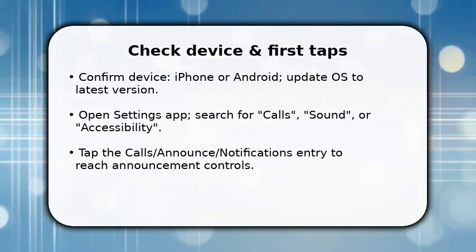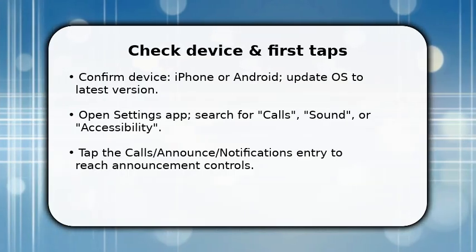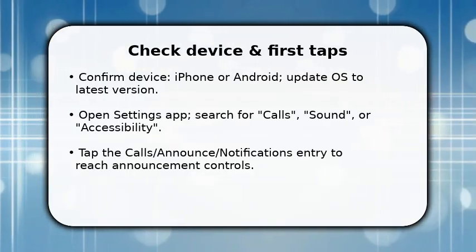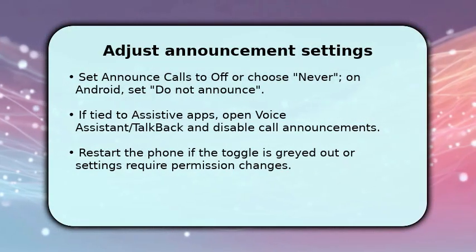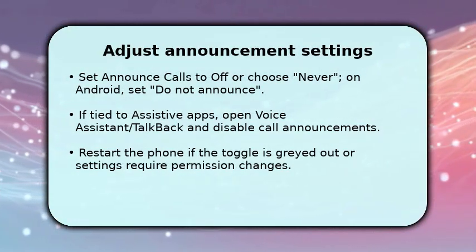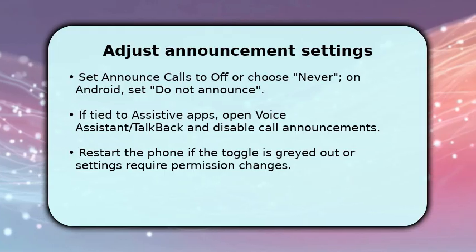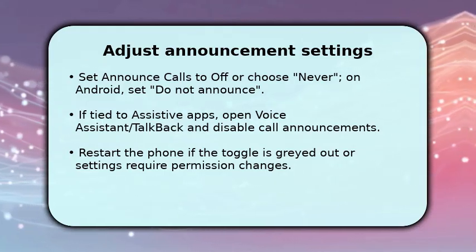You'll change a mode, not reinstall anything. Make sure your phone isn't in a restricted user profile while you make these changes. Now you'll change the announcement behavior itself. On iPhone, set Announce Calls to off or choose Never. This stops Siri from speaking incoming names.